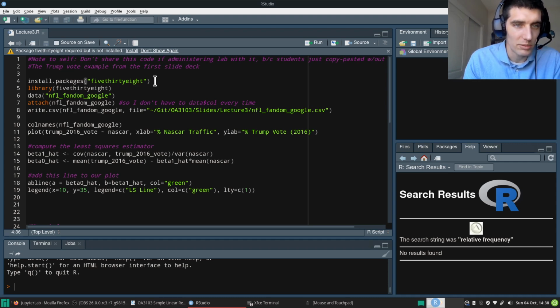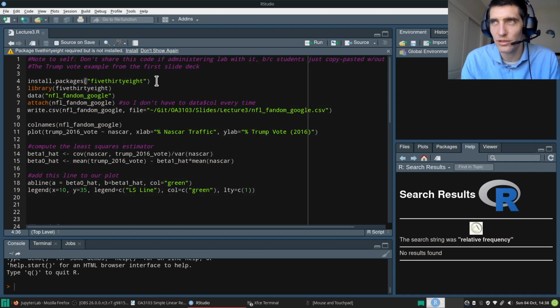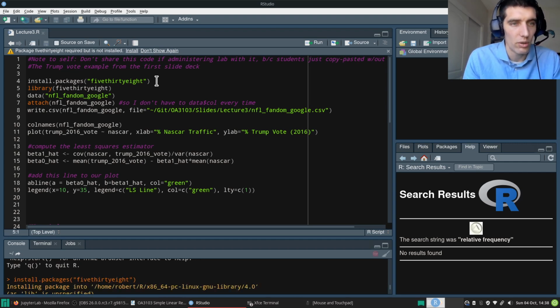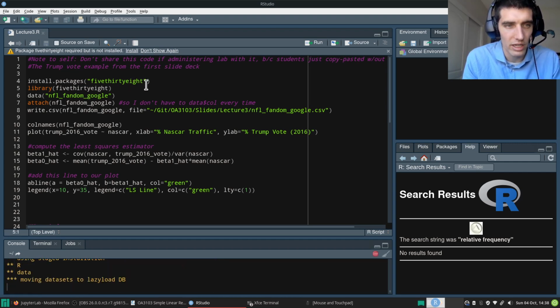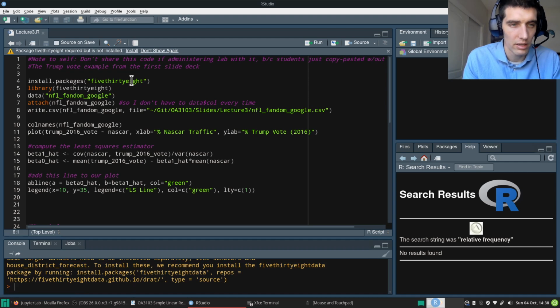I got that data set from this 538 package. 538 is a great news outlet slash data analysis site. They do a bunch of different things. They're sort of a technically minded news outlet, and they make an R package. So I'm going to install this package 538. You only have to do this once, and then I'm going to load it. Okay, and I'm going to load this NFL fandom Google.